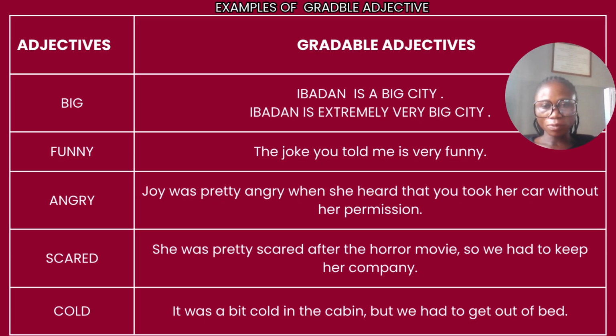Examples of gradable adjectives: we have big, funny, angry, scared, cold, and we can also use them in a sentence. Look at the way we can see it on our screen, how it's used in a sentence. Look at number one, which is: Ibadan is a big city. The joke you told me is very funny, and you can also go through the rest.